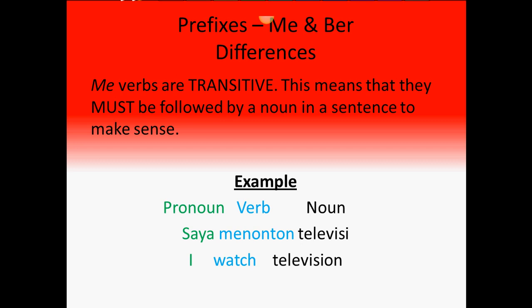The differences between me and be are important to know, so hopefully this will explain what they are. Firstly, me verbs are transitive, okay? This means that they must be followed by a noun in a sentence to make sense. If we look at our example here, saya menonton televisi, I watch television. The pronoun in the sentence is I, the verb is to watch, and the noun is television. If you just said saya menonton, I watch, it wouldn't really make sense. It needs a noun after it for the sentence to make sense.